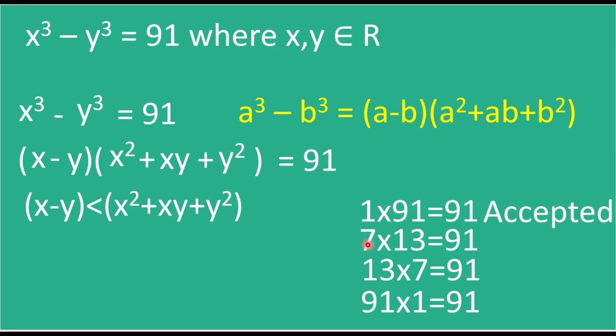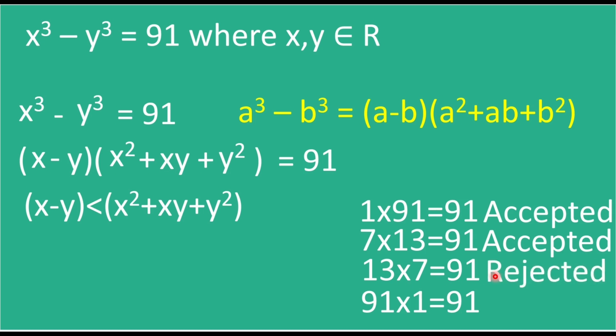And again, consider 7 times 13. If we put 7 over here and 13 over here, it means that 7 is less than 13. So this is also an accepted case. But if we put 13 over here and then 7 over here, after comparing, it means that 13 is greater, not less than 7. So this case is not accepted. Therefore, this is rejected, and with the same logic, the last case will also be rejected. So overall, we can consider only these two cases.